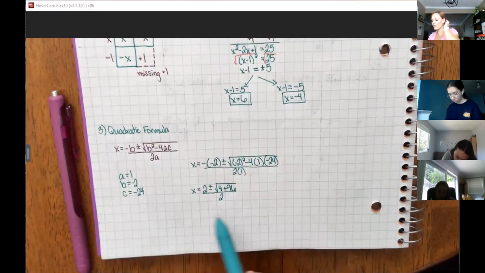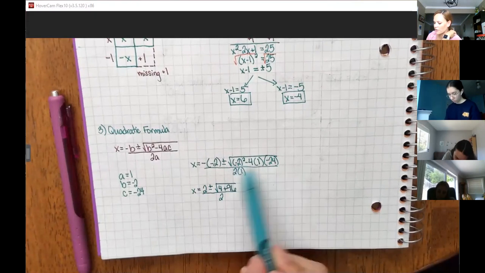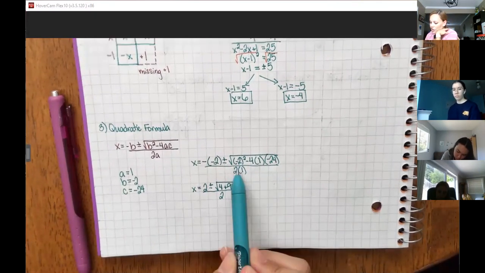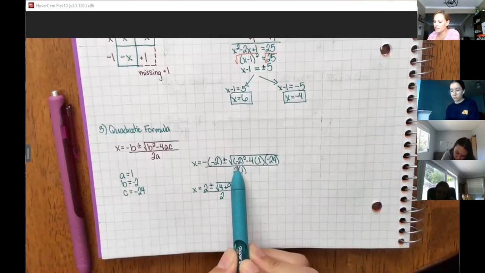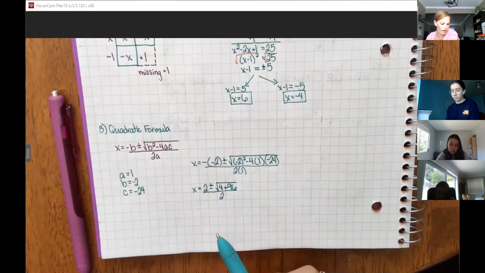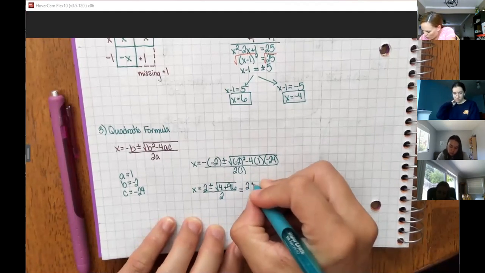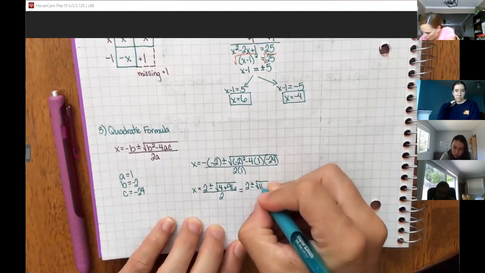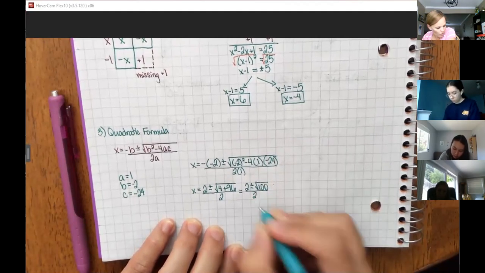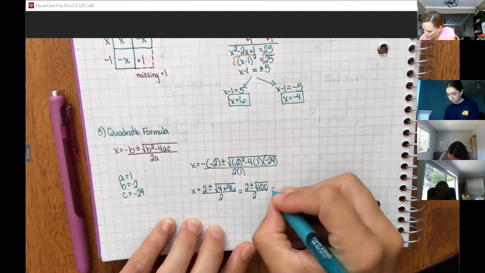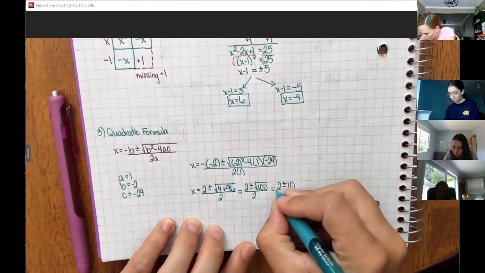I recommend when you do these to try to do it in steps. A lot of people make mistakes when they plug this whole thing into their calculator, especially right here with the -2 squared. A lot of people don't put the parentheses, and then when they square it, they get -4, and it'll change your answers. So 4 plus 96, we have the square root of 100. So this is 2 plus or minus 10, all divided by 2.